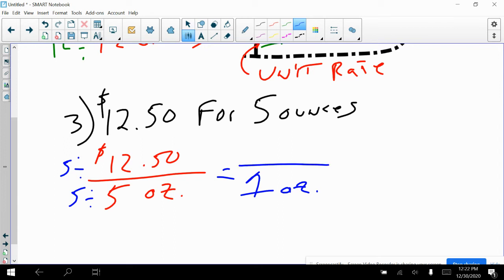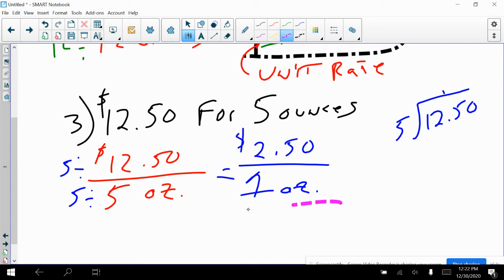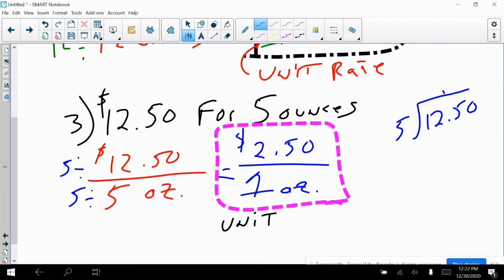Okay, so now here's where you have to divide carefully, and this goes back to chapter 3, right, where you have to divide evenly. You can do a little bit of side math over here. Okay, and that comes out to be $2.50 per every 1 ounce. Okay, and again, there's your unit rate. Okay, it has a 1 in it. So 1 ounce costs $2.50. Okay, so that's the unit rate thing.